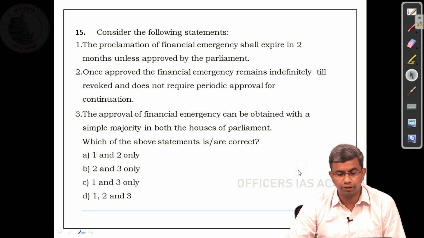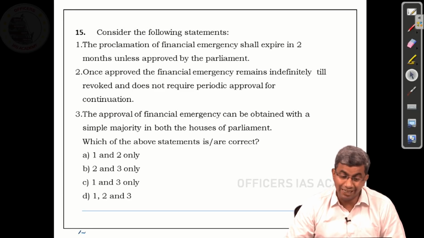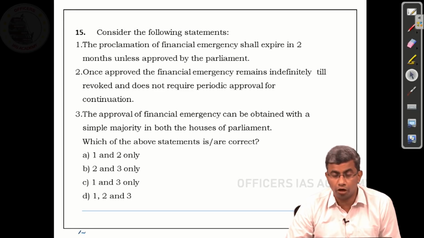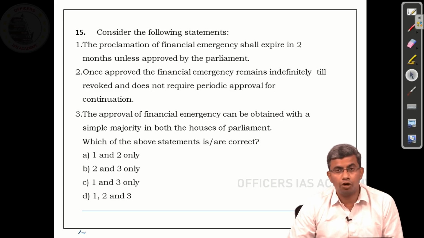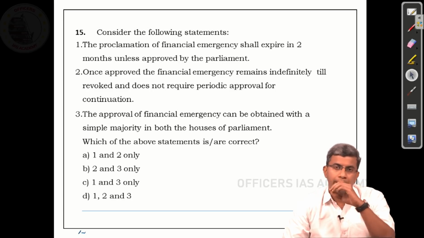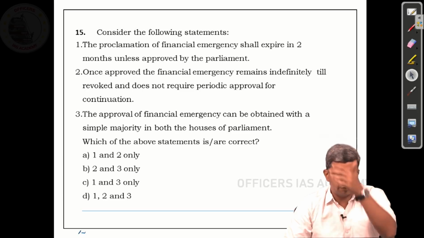Consider the following statements. The proclamation of financial emergency shall expire in 2 months unless approved by Parliament. Yes, within 2 months it has to be approved. Once approved, the financial emergency remains indefinitely till revoked and does not require periodic approval. Yes, periodic approval is required only for Articles 352 and 356.